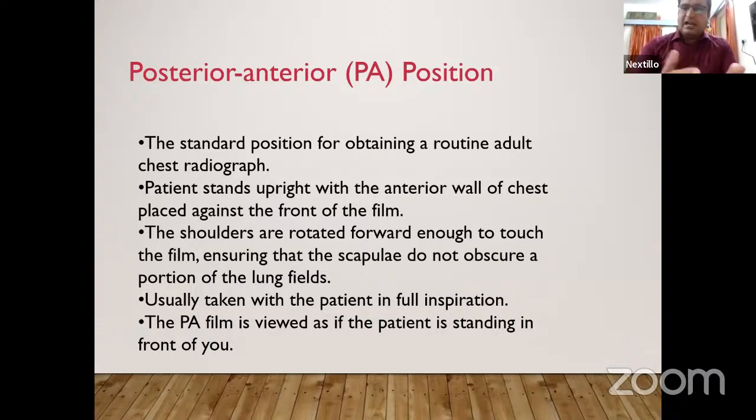Now, what happens here? The patient stands straight upright with the anterior chest wall against the front of the film. I have already told you, posterior to anterior. What happens when the patient is sitting or standing like this, and the rays are going from behind? The scapulas are lying out there. As the bones are dense, we will not be able to see the part of the lung overlying the scapulas. So we ask the patient to rotate the shoulders forward, so that the scapulas move out and we are able to see the whole of the lung.